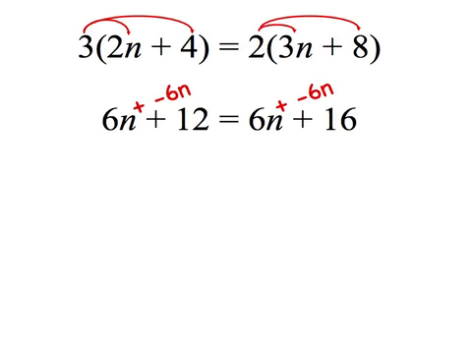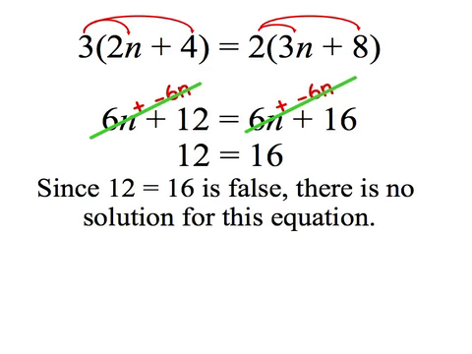So we want to get all the variables on the same side. We add negative 6n to both sides, but something different has happened. We have a pair of opposites on each side, and there's no variable terms left. We're left looking at 12 is equal to 16. This, of course, is false. And since this is false, we have now figured out that there's no solution for this equation.